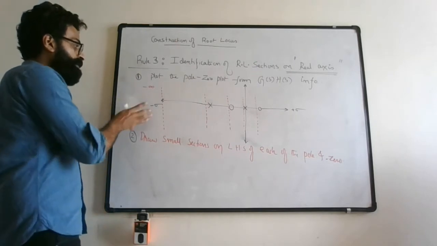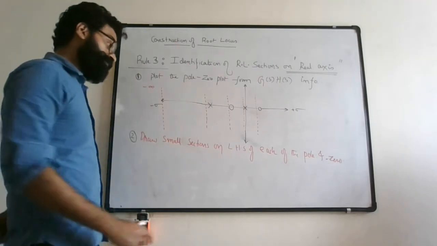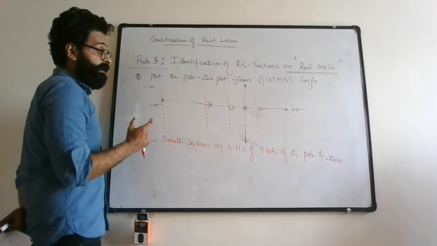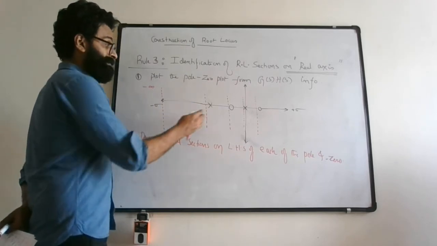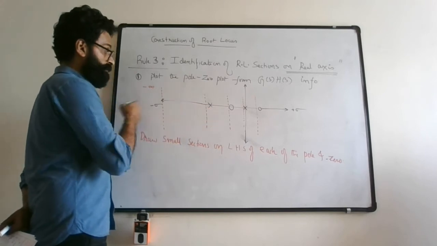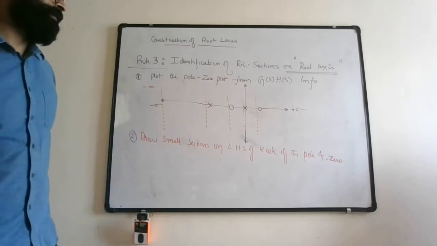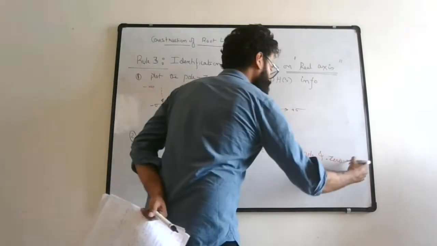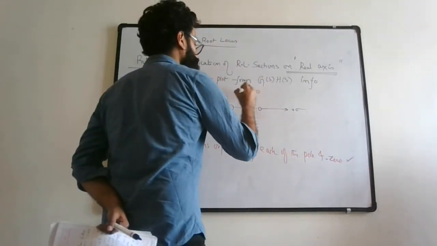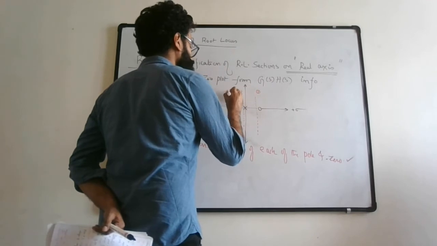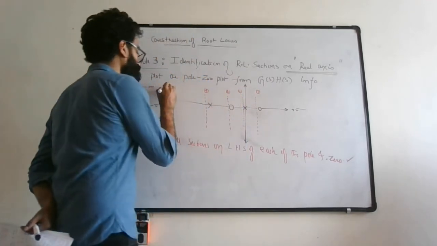You have to have a section at minus infinity because we want to know whether there is any root locus branch that exists from this pole to negative infinity. All right, fine. So this also we have done. This is your section 1, 2, 3, 4, and 5.